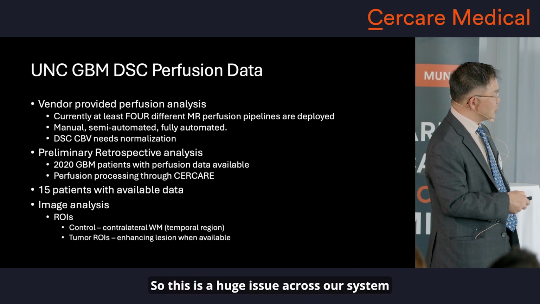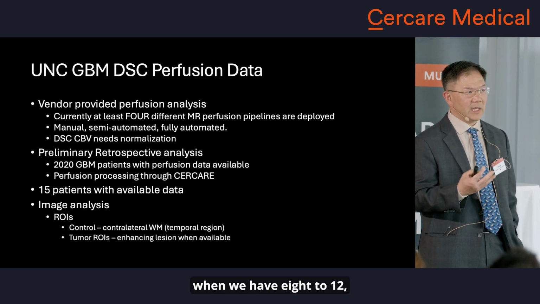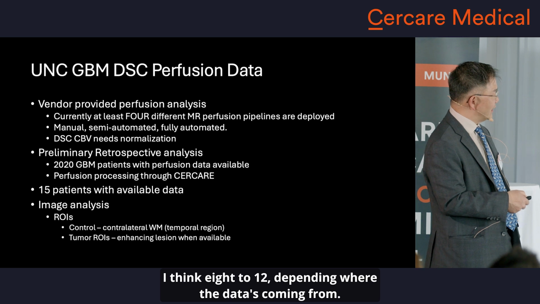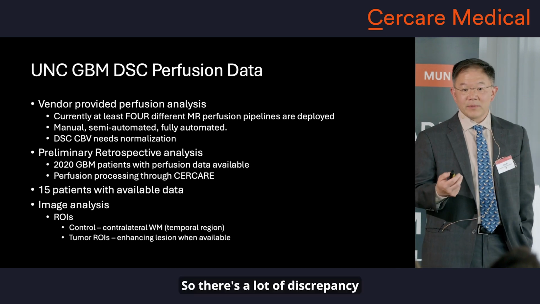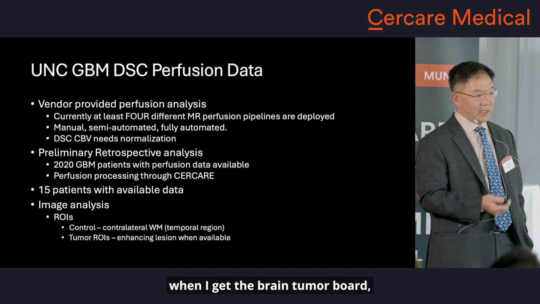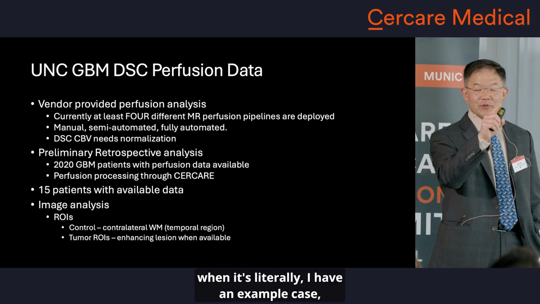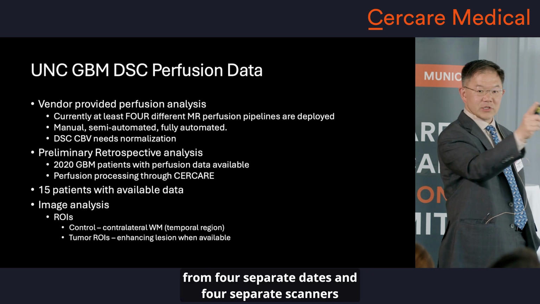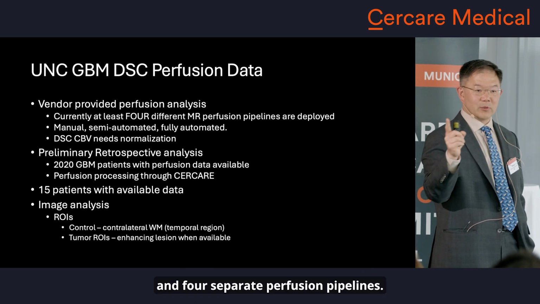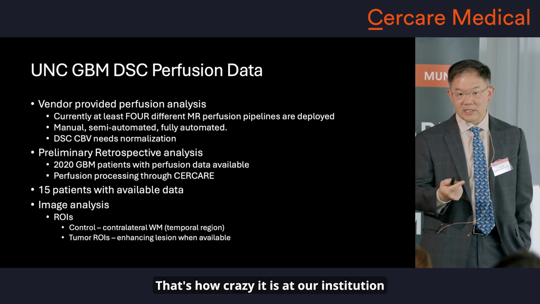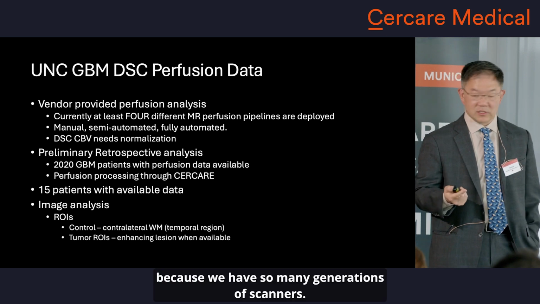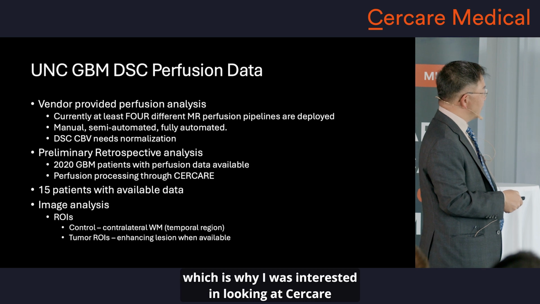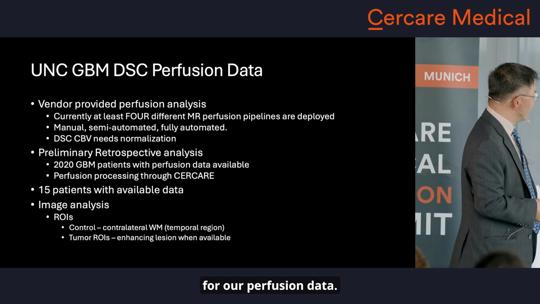So this is a huge issue across our system, where we have 8 to 12 scanners, I don't even know how many, depending on where the data is coming from. So there's a lot of discrepancy, and I don't know how to interpret that when I get to the brain tumor board. I have an example case, which I don't show here, where I have 4 separate panels from 4 separate dates and 4 separate scanners and 4 separate perfusion pipelines. That's how crazy it is at our institution because we have so many generations of scanners. So we desperately need normalization, which is why I was interested in looking at CirCare for our perfusion data.